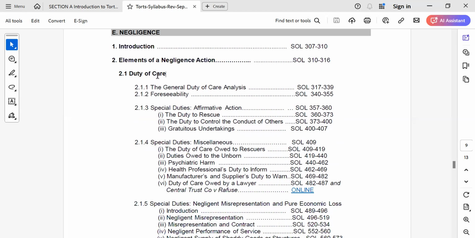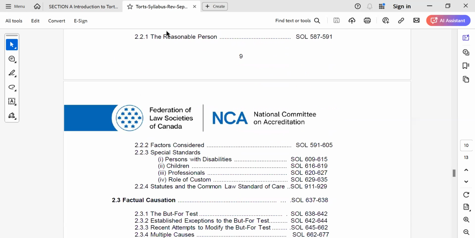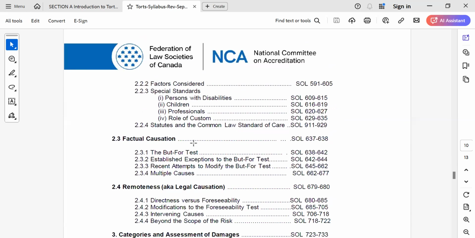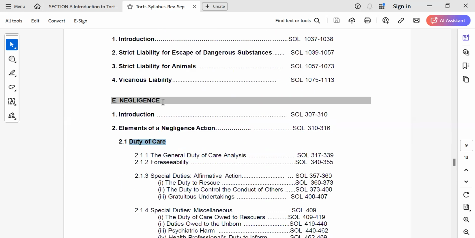Then we have elements. In the elements, we have duty of care and the standard of care of a reasonable person. The concepts in negligence are very interesting: how basically a person should take care of somebody. If I'm supposed to take care of somebody and I don't, then that becomes a tort as well. Of course, there is also criminal negligence. If I drink and drive, that's criminal negligence, right?